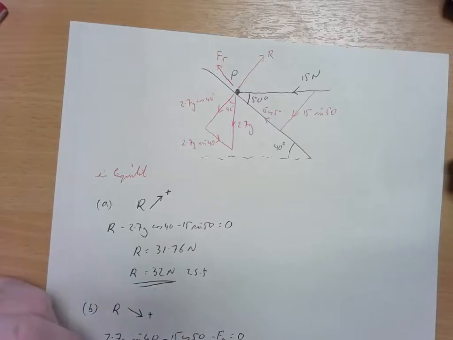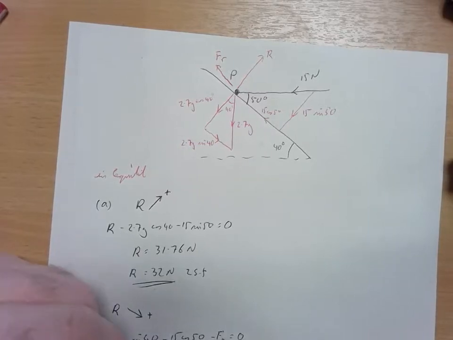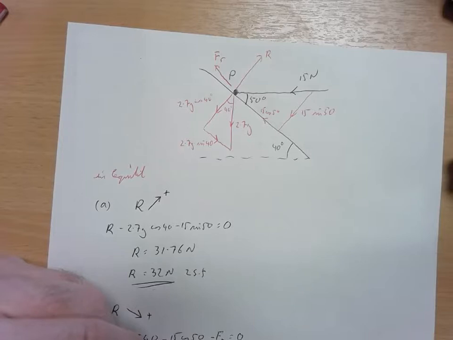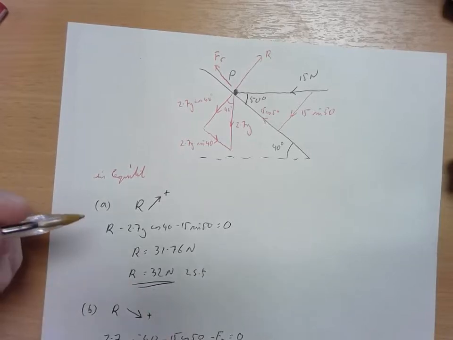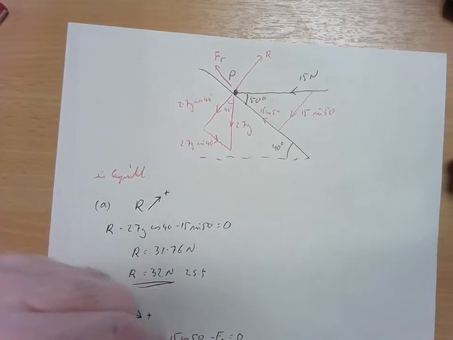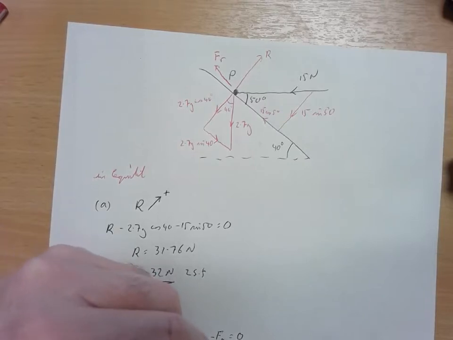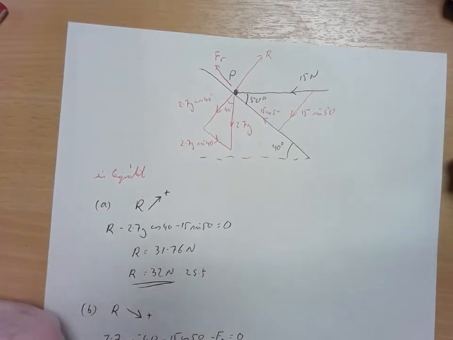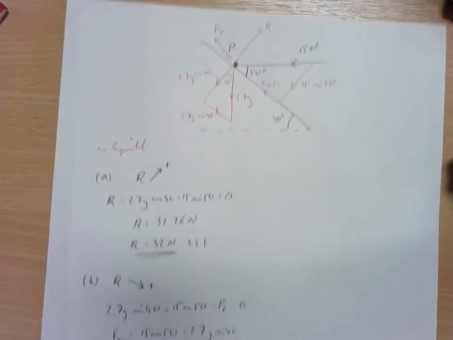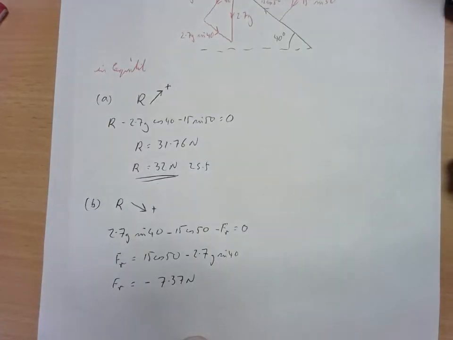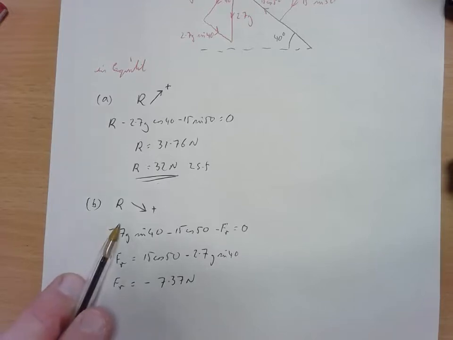And so friction equals 15 cos 50 minus 2.7 G sine 40, and that equals minus 7.37 newtons. Okay, that's friction. The negative, whoops, gone off the picture again, sorry about that. The negative indicates that the friction is acting up the plane, since I'm resolving down as positive.